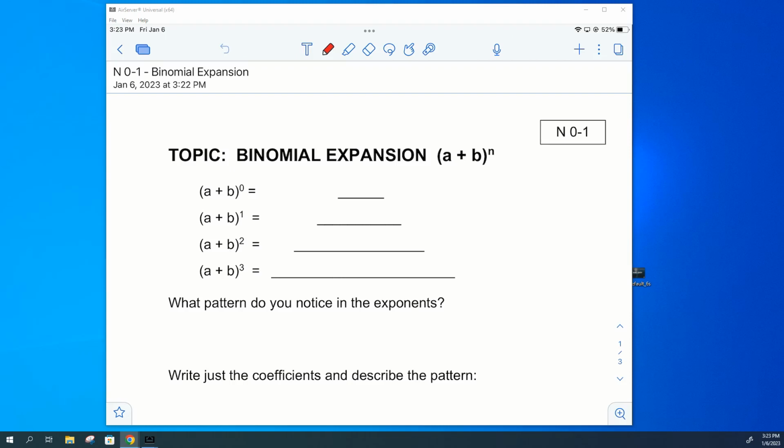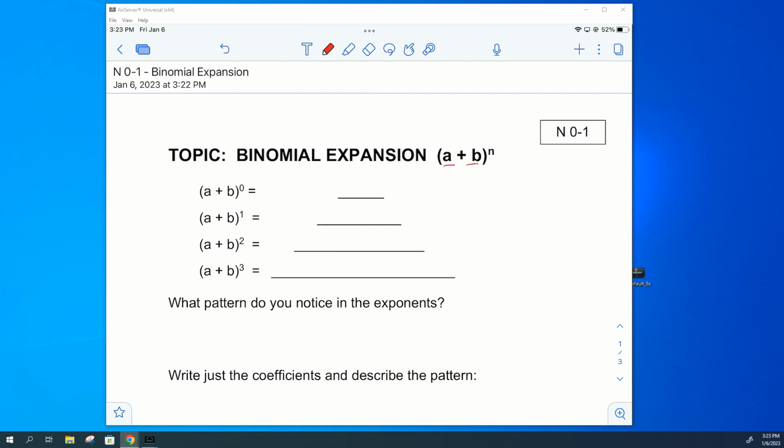Okay, let's do some binomial expansion. And that is, shocker here, expanding a binomial. You have something with two terms and you want to expand it out very quickly. Well, let's look at some of the easy ones.